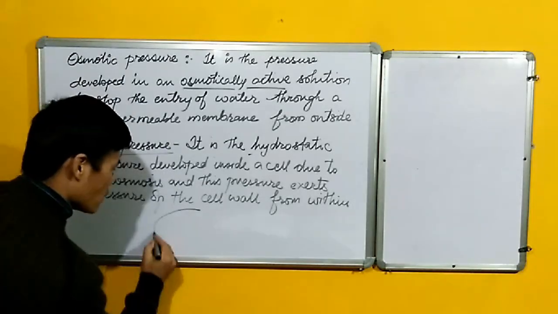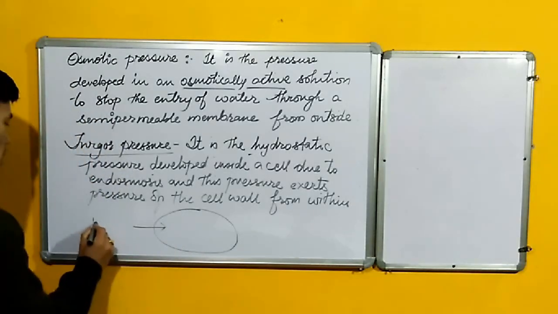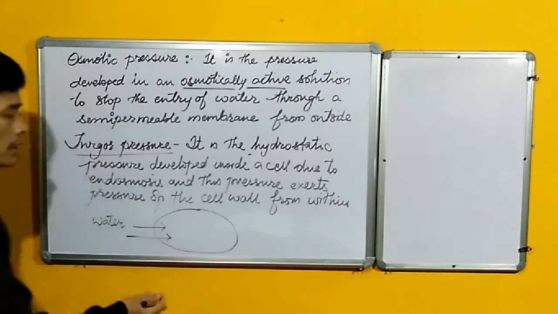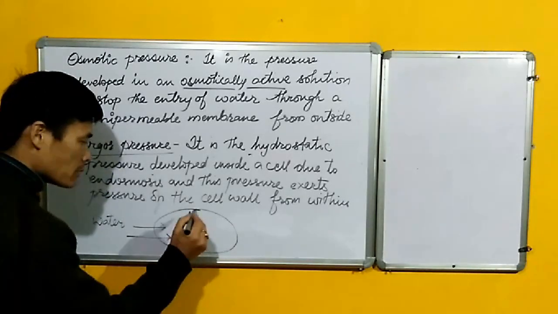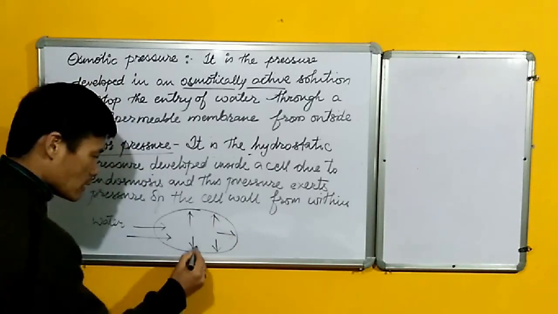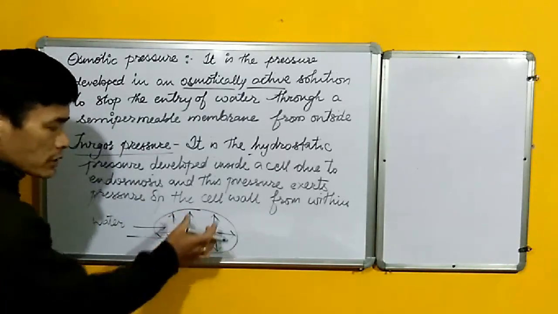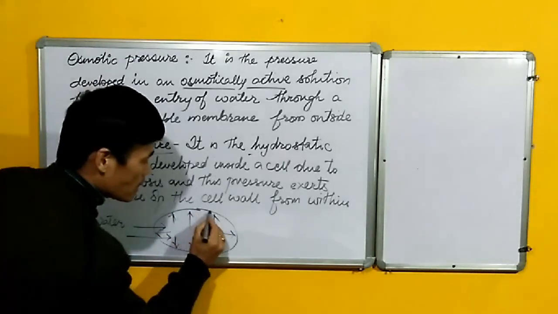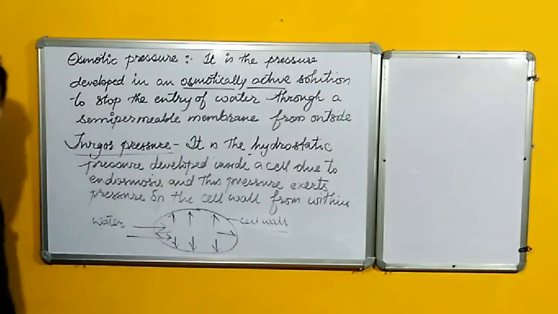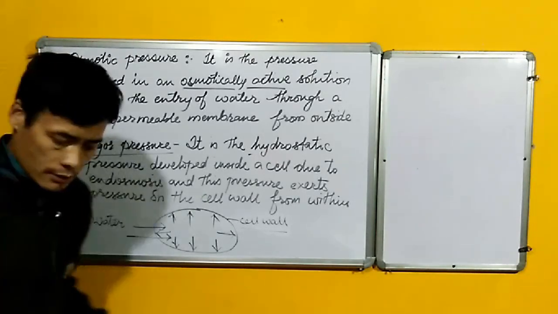So if we consider this to be a cell, and if water continuously enters into the cell, there is a hydrostatic pressure developed. So let us consider these arrows to be the hydrostatic pressure. This pressure will be impinged on the cell wall. This pressure is called the turgor pressure.